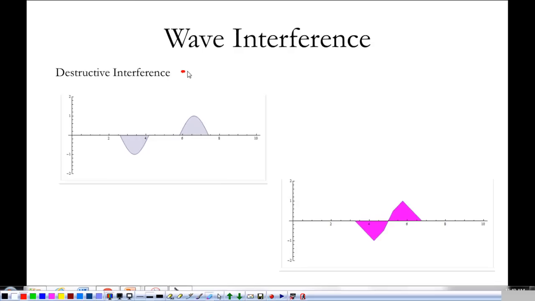So in destructive interference, the amplitudes cancel, because the waves are out of phase with each other.